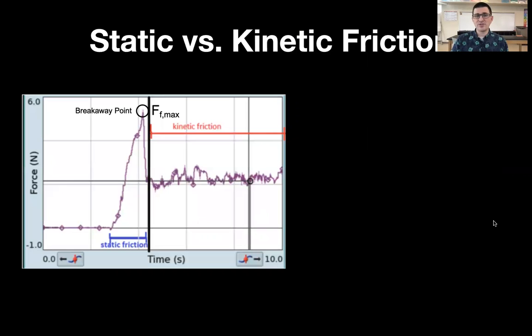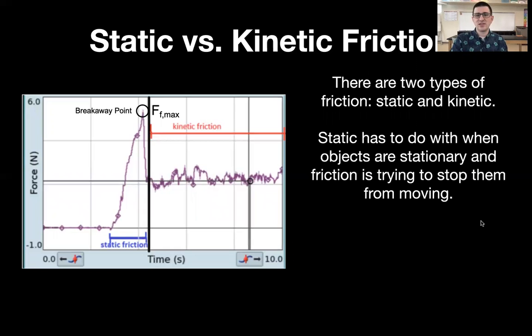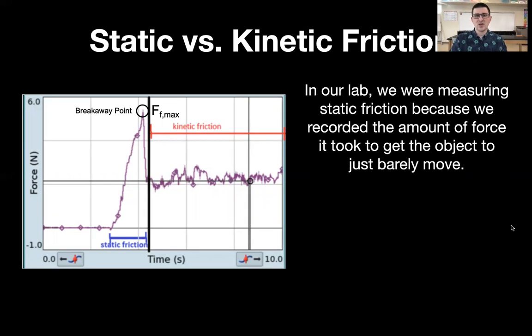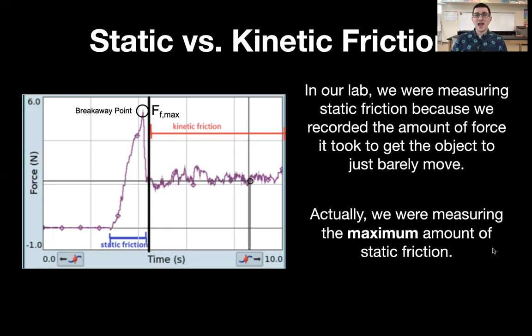So we talked about the difference between static and kinetic friction. Static friction is when an object is stationary, and friction is trying to stop the object from moving. And kinetic friction has to do with when the object is already moving, and friction is trying to get the object to slow down and come back to a stop. So in our lab, we were measuring static friction because we recorded the amount of force it took to get an object that was stationary just to barely move. Specifically, we were actually measuring the maximum amount of static friction.